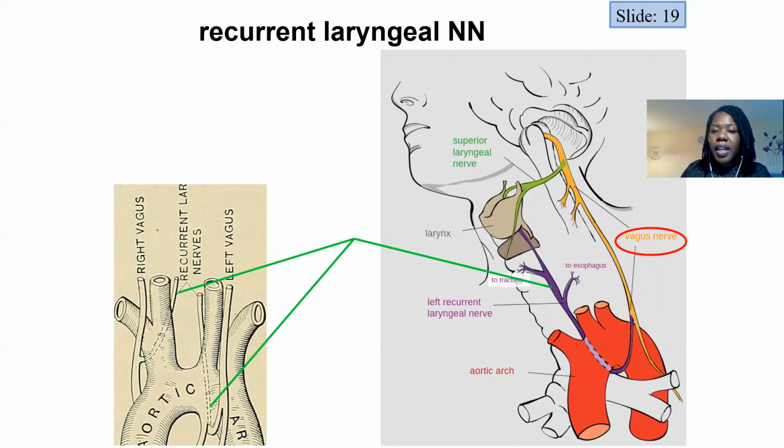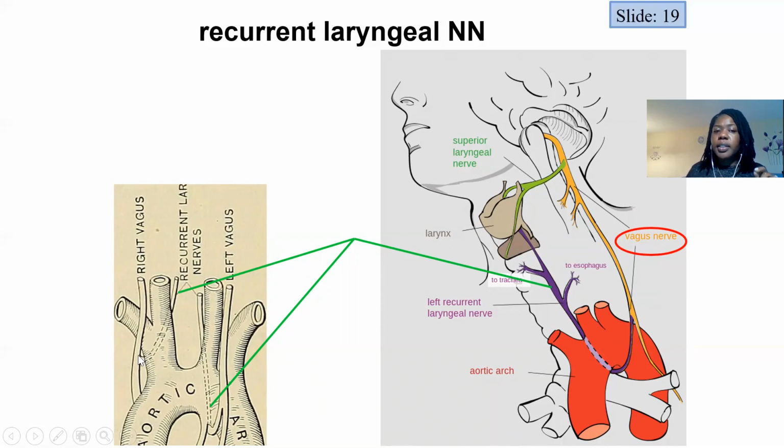So one of the main branches that's coming off of the vagus is called the recurrent laryngeal branch. And it's called recurrent because it is going to come off of the vagus, but then it's going to wrap around the aorta and go back up to the larynx, hence the term recurrent laryngeal. And so on the left side, the left recurrent laryngeal wraps around the arch of aorta, but because there is no arch on the right side, the right recurrent laryngeal wraps around the right subclavian artery.